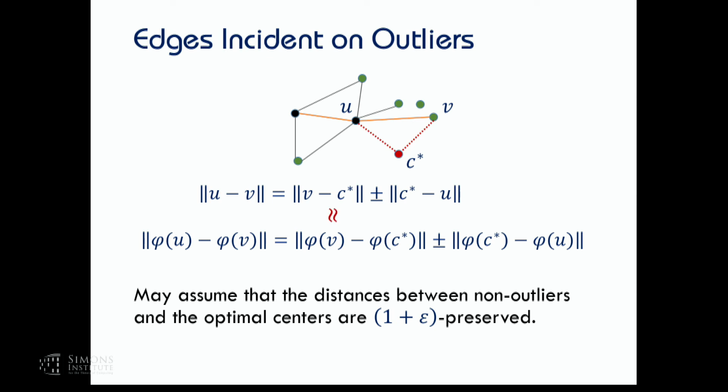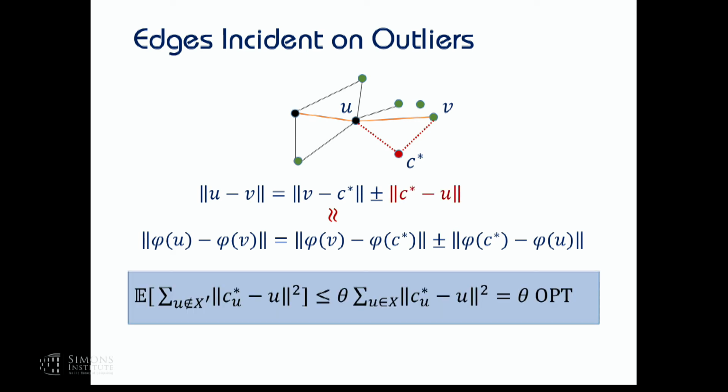Now, when we define the non-distorted core, we may actually assume that all distances from the points in the core to optimal centers are approximately preserved. And we can do that because there are only k optimal centers. So with a reasonable probability, the distance from every point to all these k centers is preserved. And if we remove extra outliers, those points for which the distance to one of the optimal centers is not preserved, we will essentially get the same analysis. So we have this approximate equality.